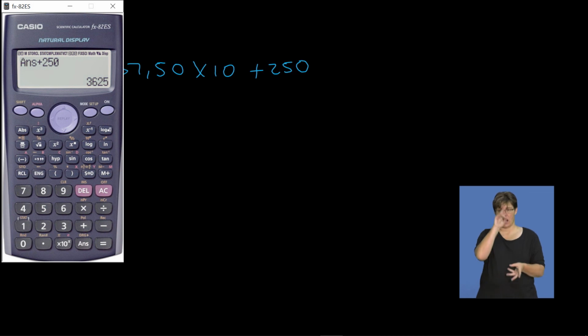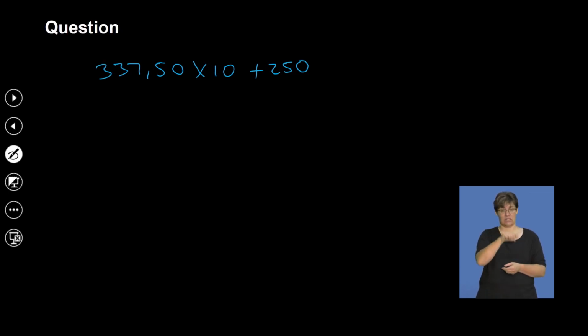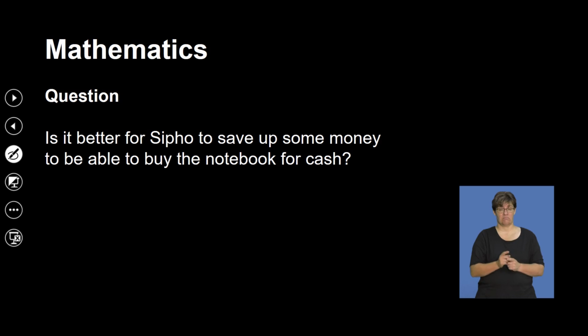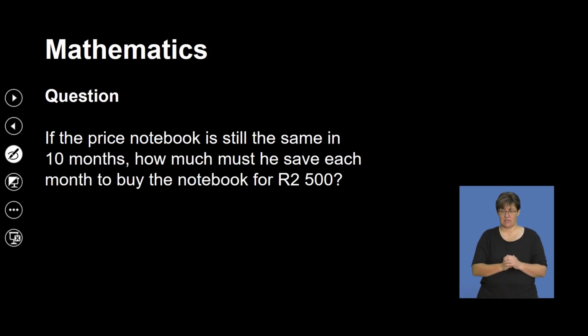Now you can see that he paid 3,625 rands, right? Now the big question: is it better for him to actually save up some money to be able to buy the notebook for cash? We don't know. Let's see if it is actually better for him to do that. What happens if the price will still be the same in 10 months' time? How much must he save each month to be able to buy the notebook for that amount?